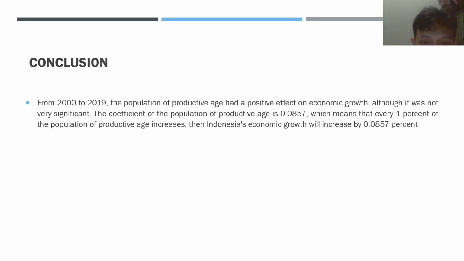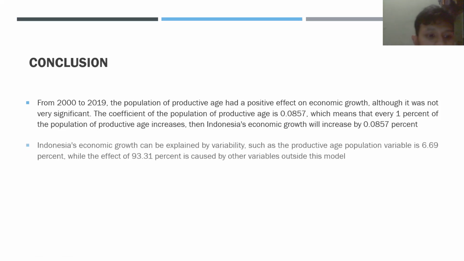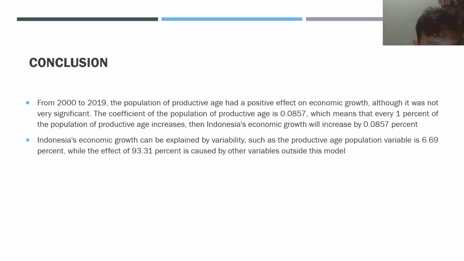The coefficient of the population of productive age is 0.0857, which means that every 1% increase in the population of productive age increases Indonesian economic growth by 0.0857%. And second, Indonesia's economic growth that can be explained by the productive age population variable is 6.69%, while the effect of 90.31% is caused by other variables outside this model.